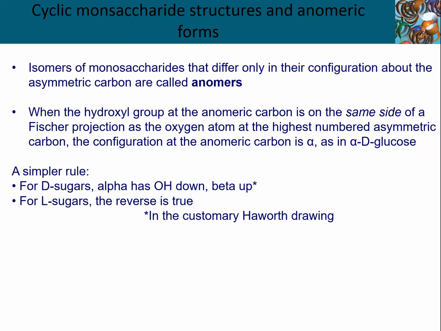However, the classic definition is when the hydroxyl group of the anomeric carbon is on the same side of the Fischer projection as the oxygen at the highest numbered asymmetric carbon. That is considered alpha. So let's walk through that.